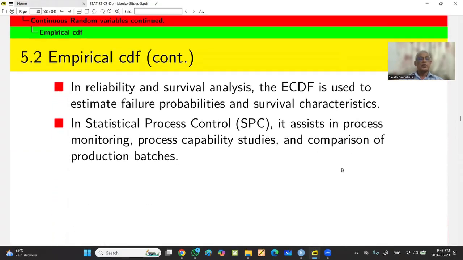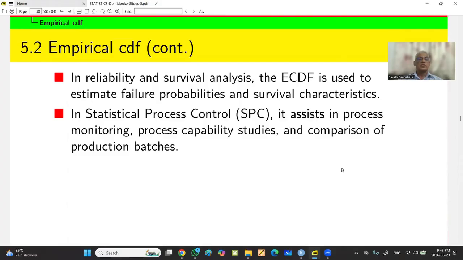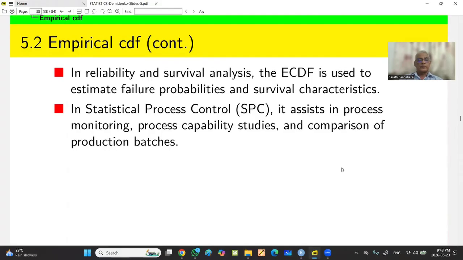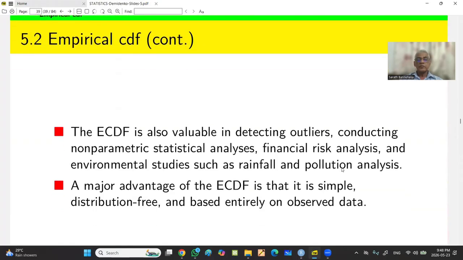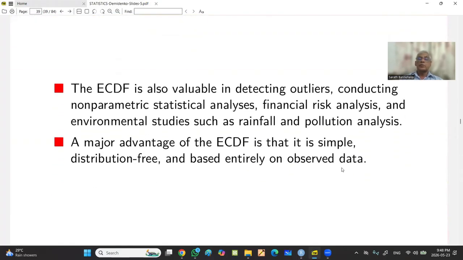In addition to that, the empirical cumulative distribution function is also used in reliability and survival analysis, statistical process control, and so on. In all those cases, it is usually used to test assumptions regarding the distributions and so on. In addition, the empirical cumulative distribution function is used to detect outliers, and in some other non-parametric analysis.